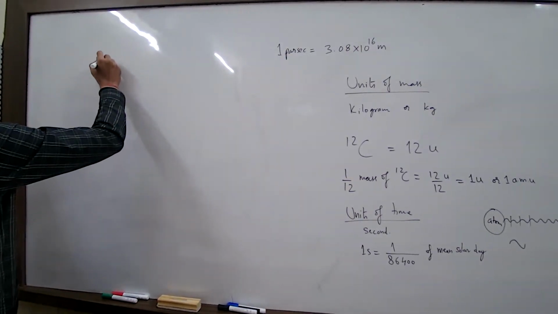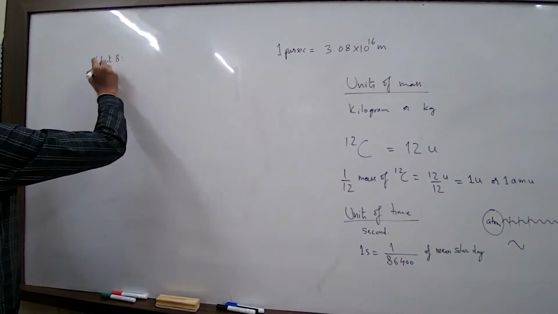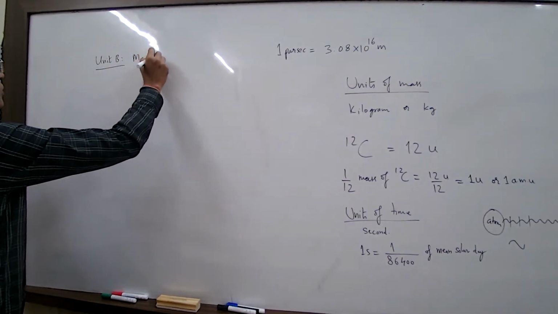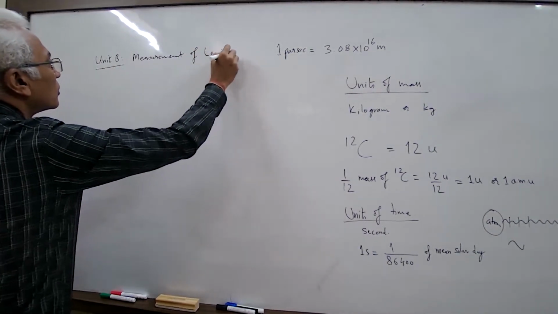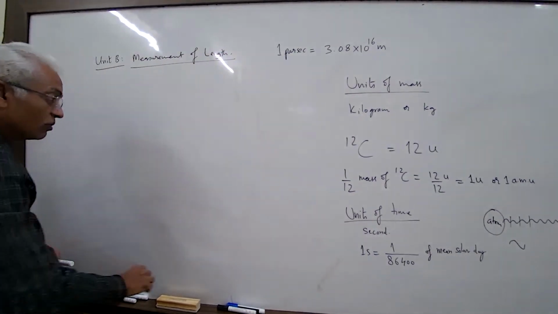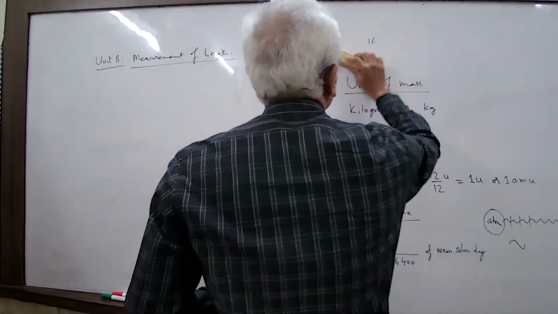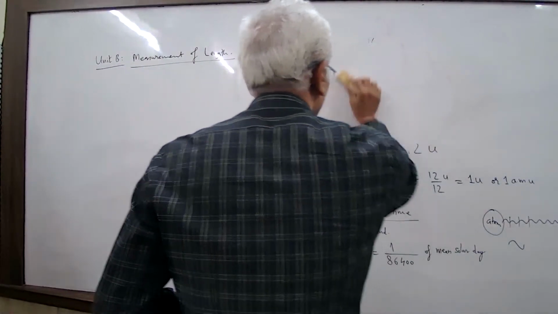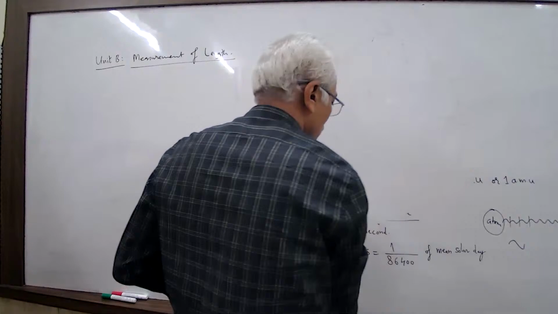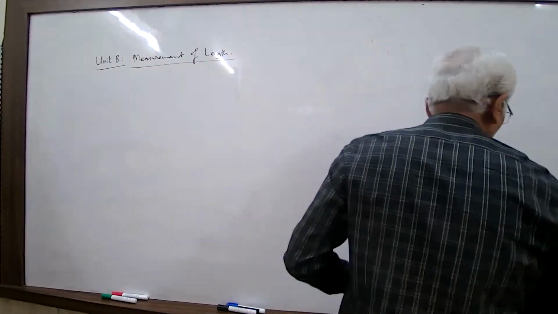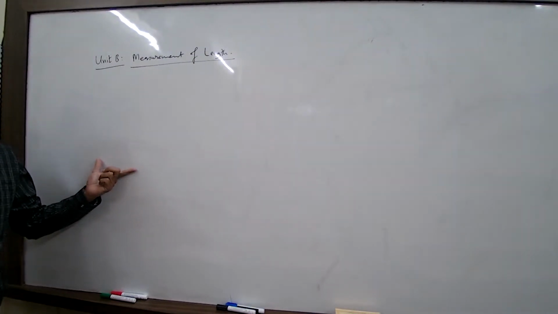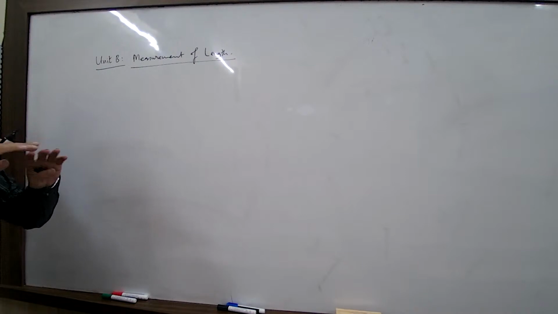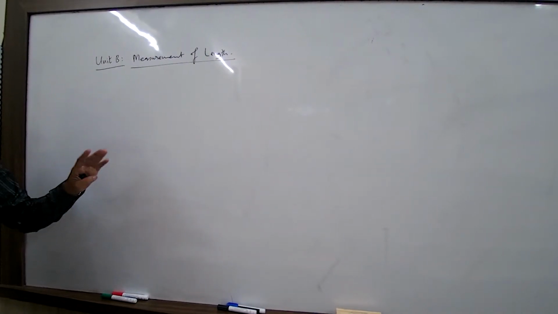So unit B is: what is measurement of length? So to measure length, what do we require? An instrument called scale. Right? To measure any physical quantity, we require an instrument.